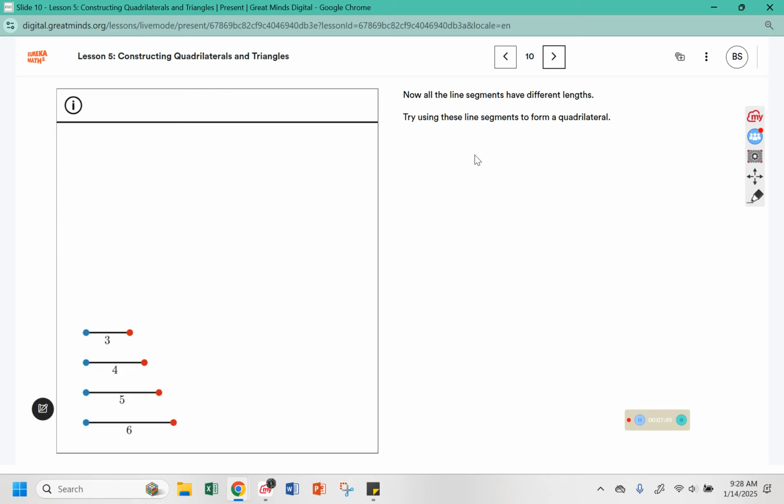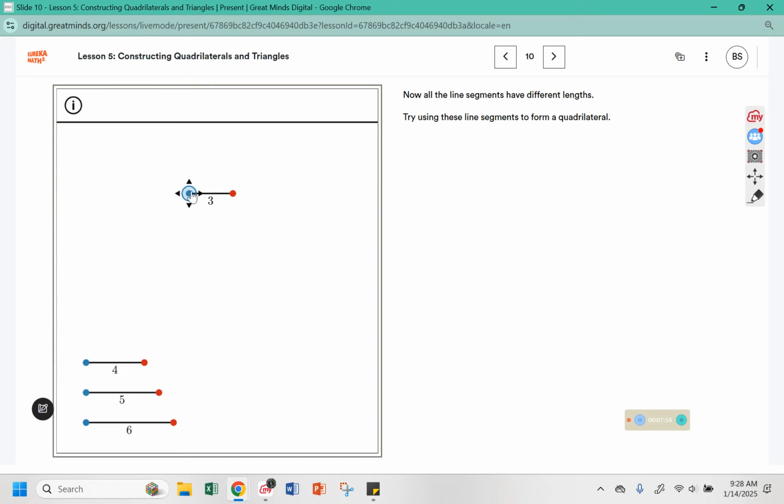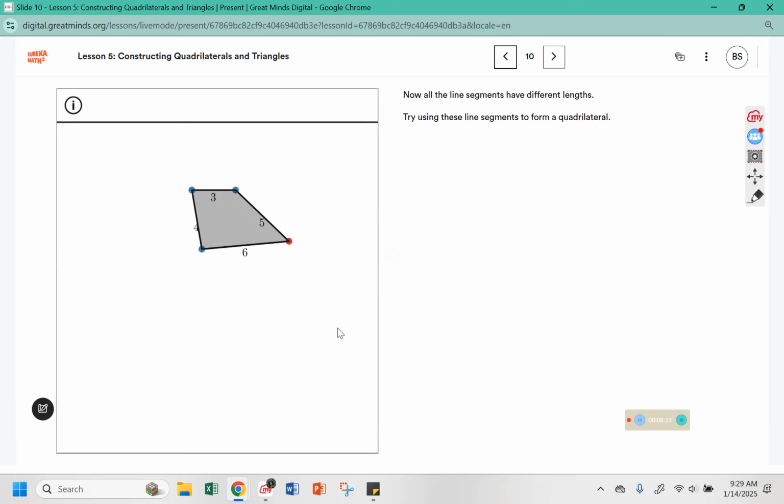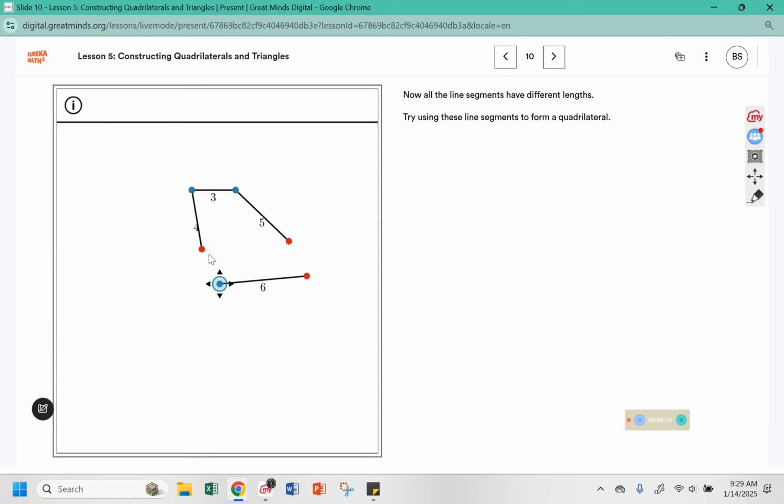Now all the line segments have different lengths. Try using these lines to form a quadrilateral. There's one. How do you think your quadrilateral compares to those made by the rest of your class? Do you think anyone else created the same quadrilateral? Well, let's see if we can modify this to see if our classmates might have got a different quadrilateral.